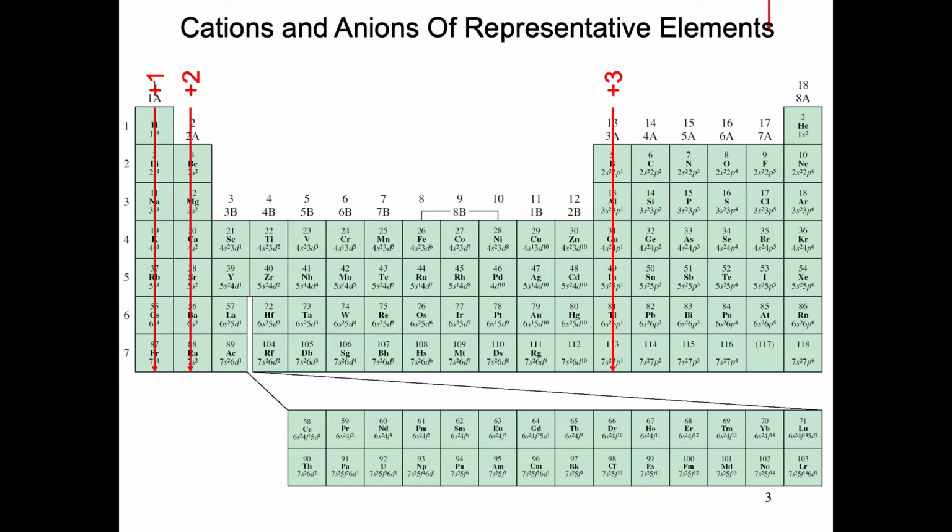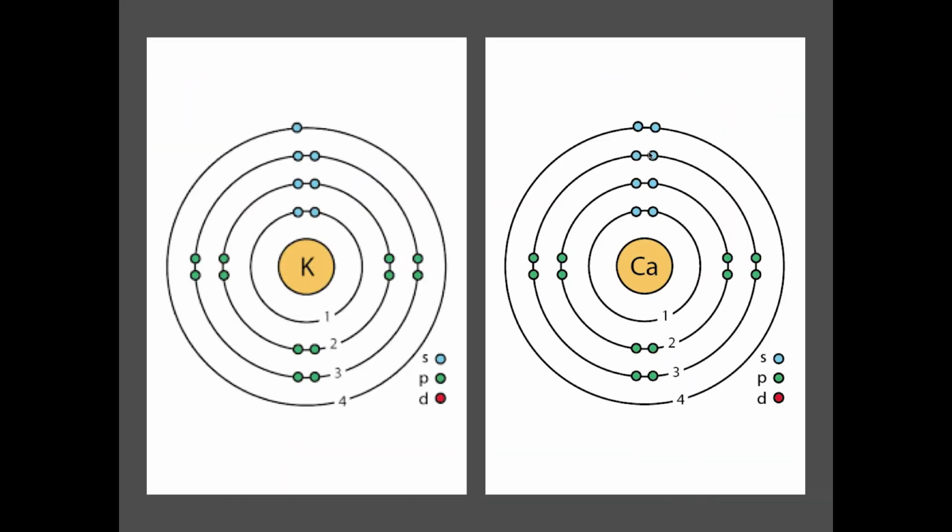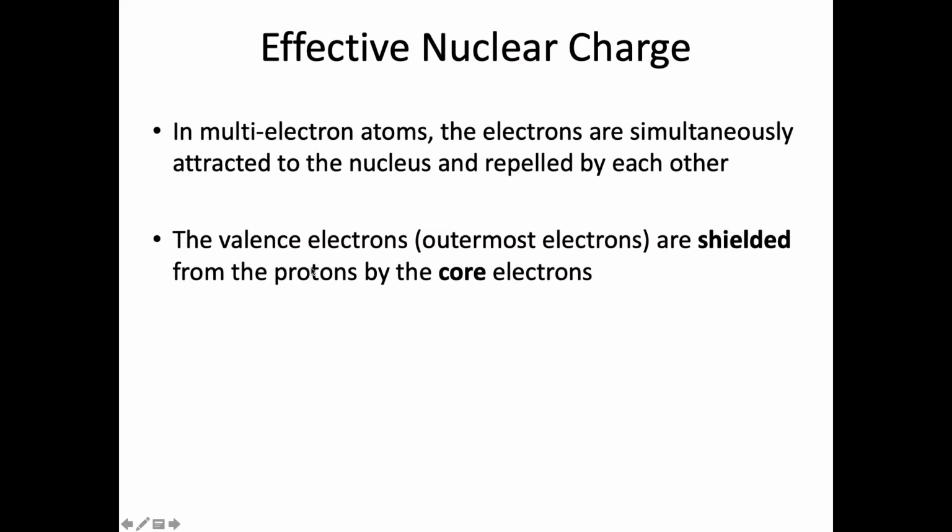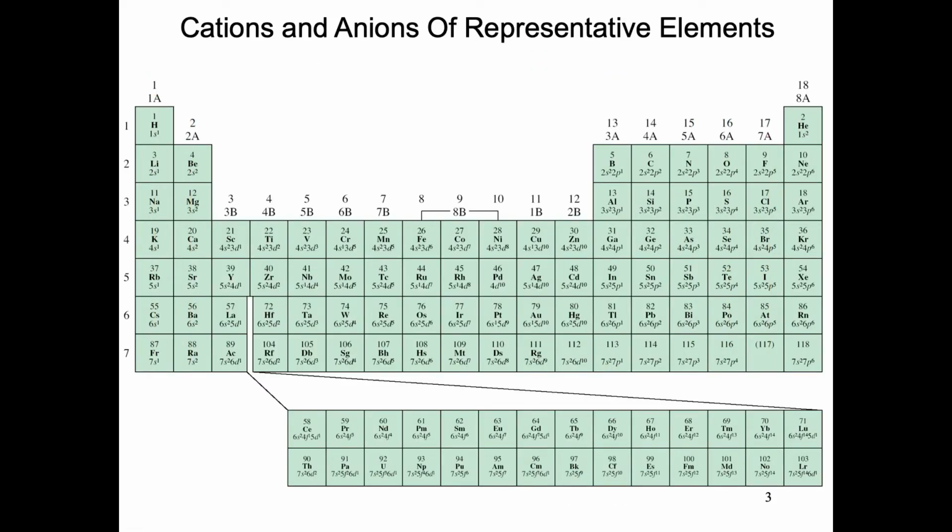you're not adding any more of these pesky core electrons that are preventing the valence electrons from feeling the positive attraction from the protons in the nucleus. That's kind of the idea. You're only adding valence electrons.